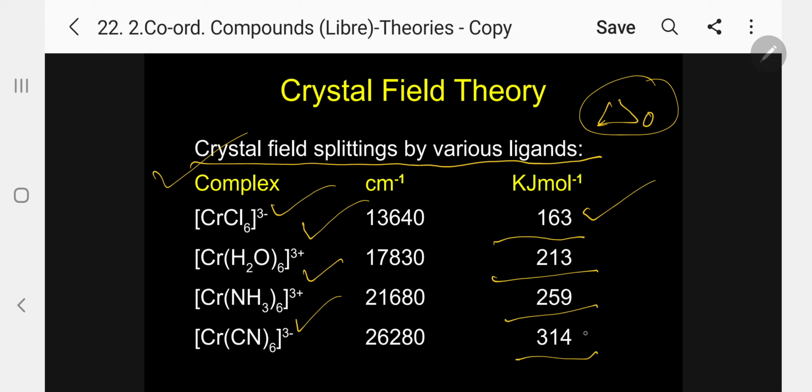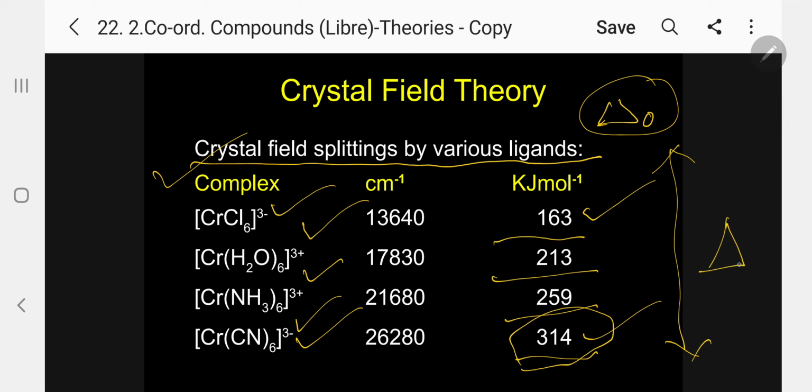Kindly see, strong ligands give higher energy. The splitting is higher if the ligand is stronger. Please follow, this is the information we are getting from here. So the delta zero depends upon the strength of the ligand. The higher the ligand strength, the higher will be the delta zero value. The weaker the ligand, the lower will be the delta zero value.